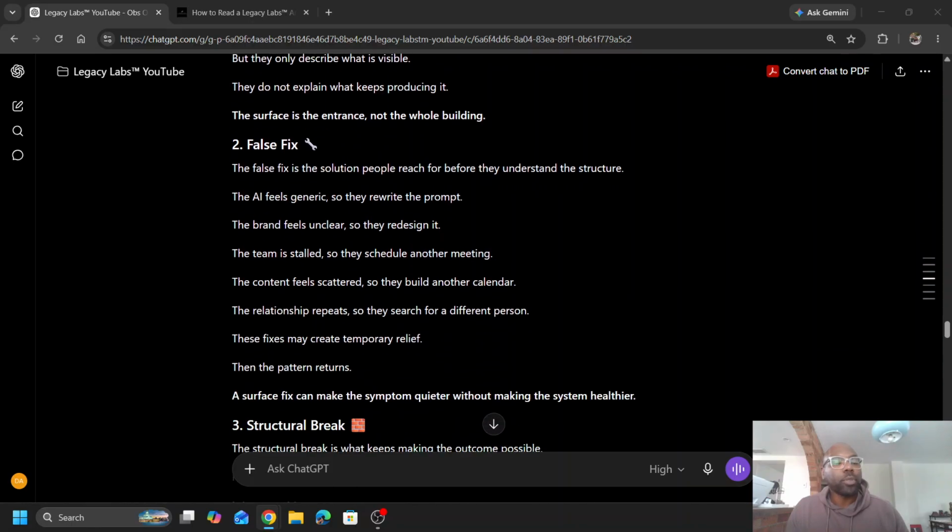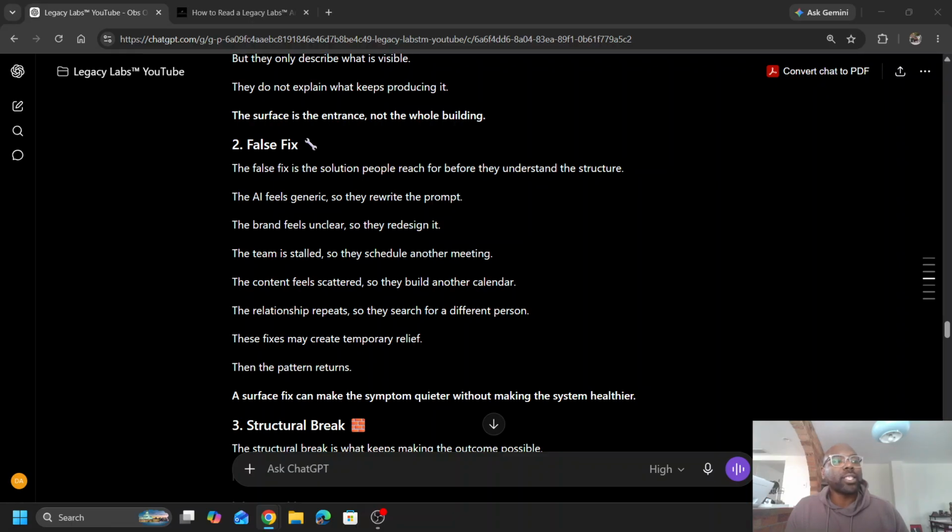The false fix. So the false fix is the solution people reach for before they understand the structure. The AI feels generic, so they rewrite the prompt. The brand feels unclear, so they redesign it. The team stalled, so they schedule another meeting. The content feels scattered, so they build another calendar. The relationship repeats, so they search for a different person.